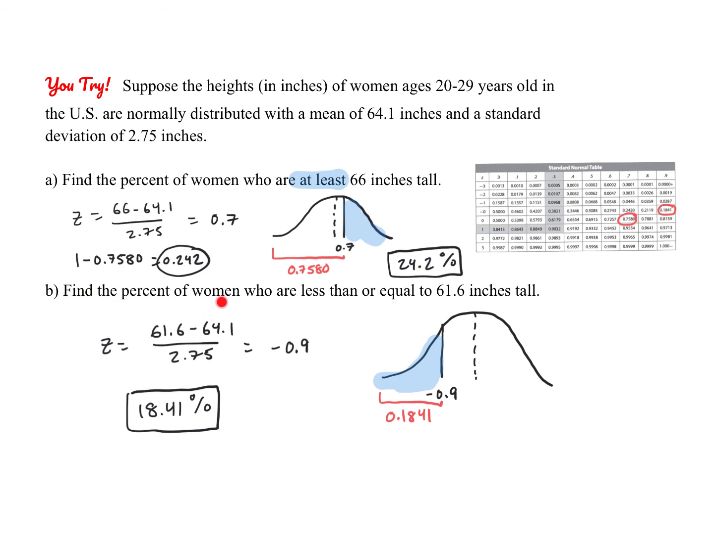And then find the percent of women who are less than or equal to 61.6. The z-score for that value is negative 0.9. So that gives you this value on your standard normal table. That's the area under the curve up until that point. And since we want the women who are less than or equal to that height, that is the area we're looking for. So it's about 18.41%.